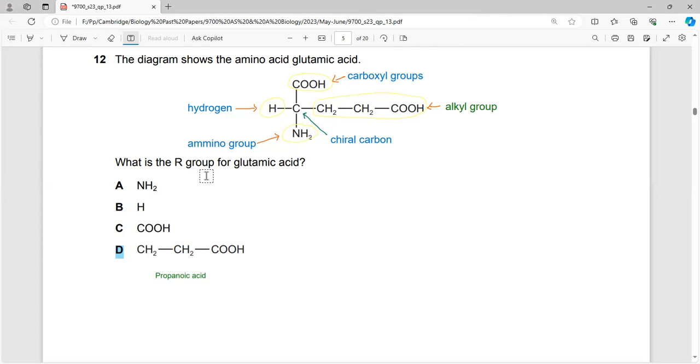What is the R group for glutamic acid? The R group is D, and this is our propanoic acid. Some R groups are positive, some are negative, some are neutral. That's why proteins can contain different charges. On the basis of these different charges, the active sites of different enzymes are formed, giving different properties to different enzymes. So D is our correct option here.